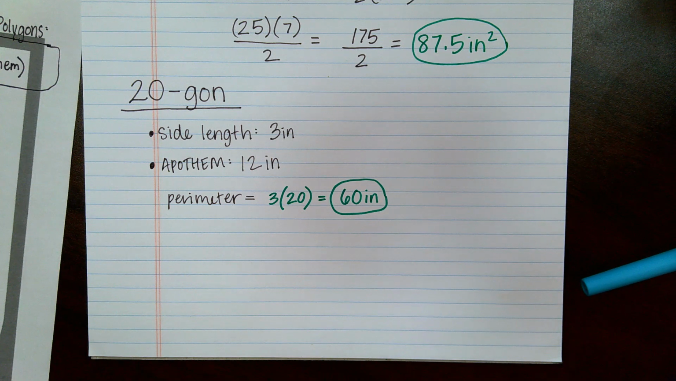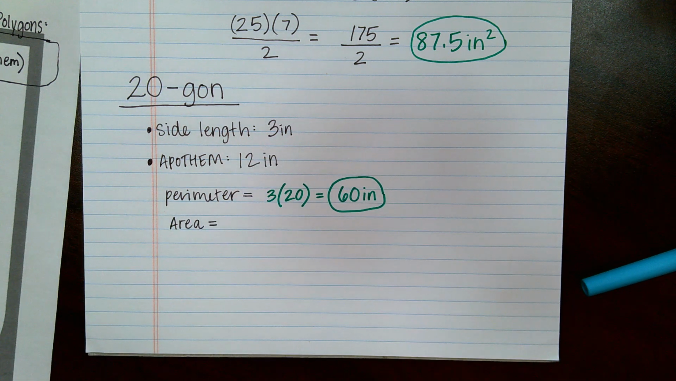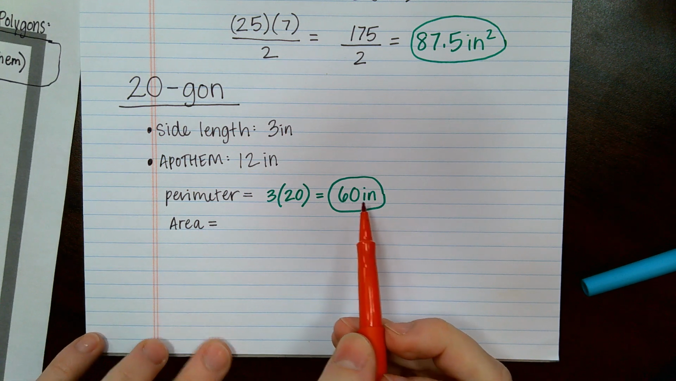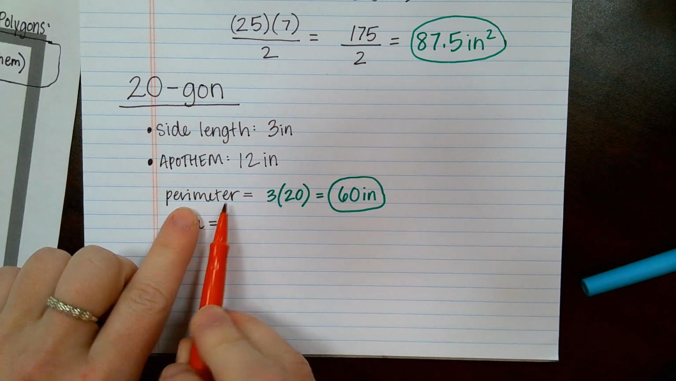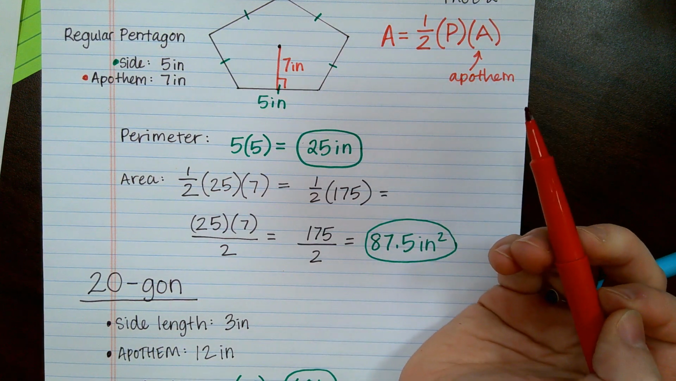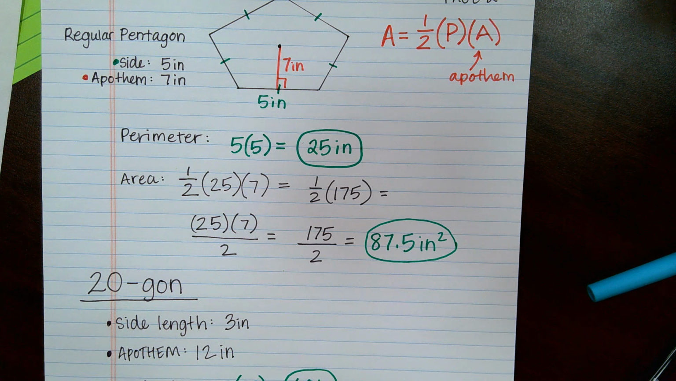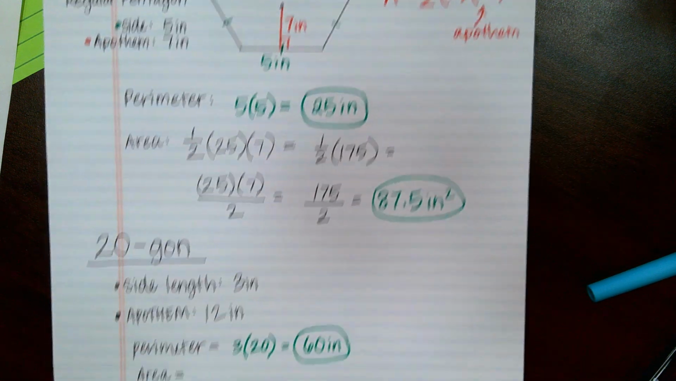So now, let's find the area. Remember, to find the area, what numbers are we going to be using? The 20 and the 3. So we used those to find the perimeter. Let's look at our area formula up here. The perimeter and the, what's that new word we learned? Apothem. Apothem, yes.